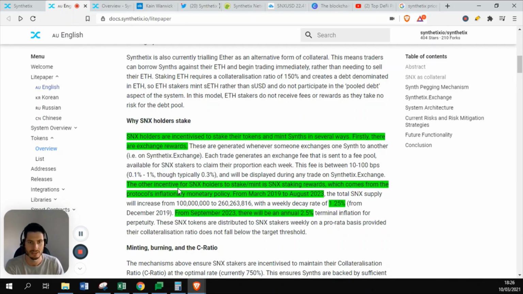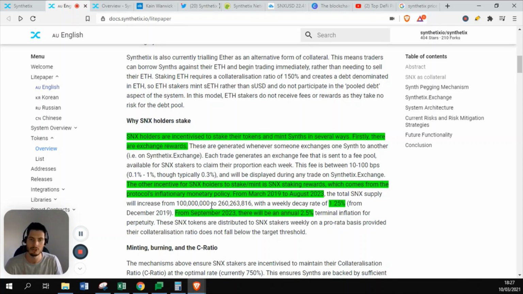The other incentive for SNX holders to stake and mint is SNX staking rewards, which come from the protocol's inflationary monetary policy. So what the network does as well is that they take inflation into consideration. So let's say you hold 100 Synthetix, every year until 2023 you will get 1.25% more per year, because that's what they consider the inflation for the upcoming years. And after 2023, they increase it to 2.5%.